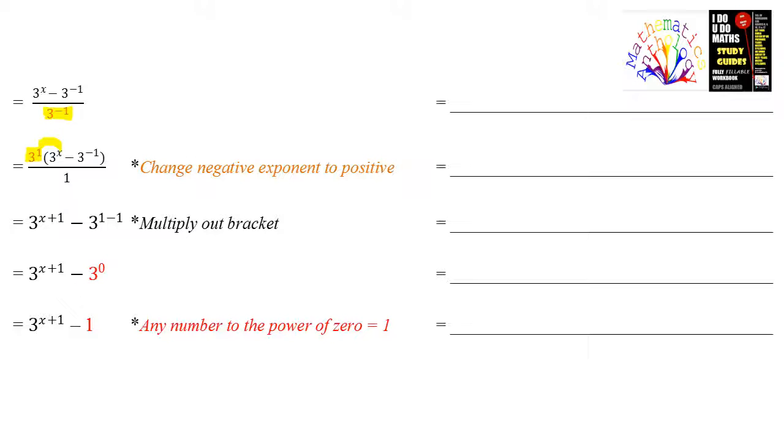So 3 to the power 1 times 3 to the power x becomes 3 to the power x plus 1. Again, 3 to the power 1 times the second term there, 3 to the power negative 1, becomes negative 3 to the power 1 minus 1, which is 0. And any number, any base to the power of 0, you must remember is 1. So the first term stays the same, so final answer there is 3 to the power x plus 1 minus 1.